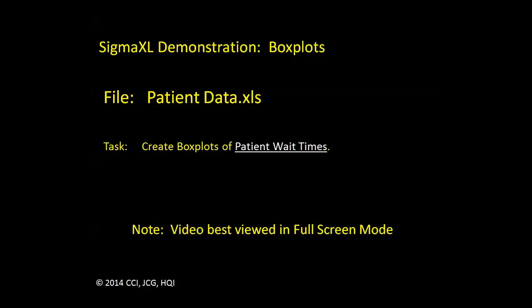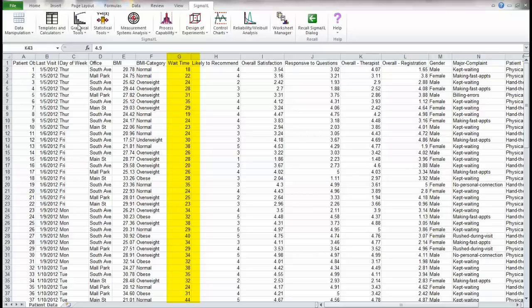This demonstration will use the file patient data in order to create box plots for patient wait times. Let's open the file and get rolling. Like before, we'll use wait time in column G, and we want to create a box plot. These were invented in the late 1970s by AT&T Bell Labs employee John Tukey.